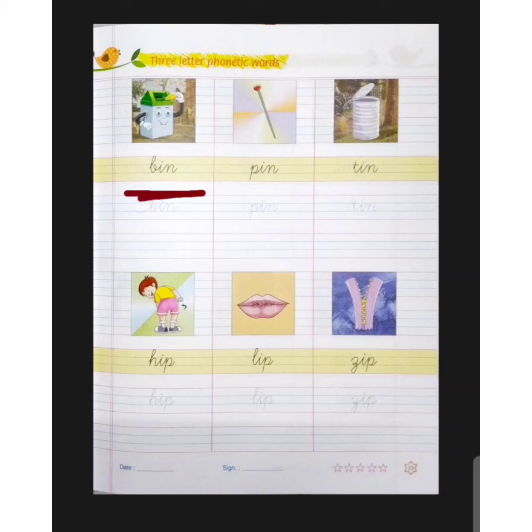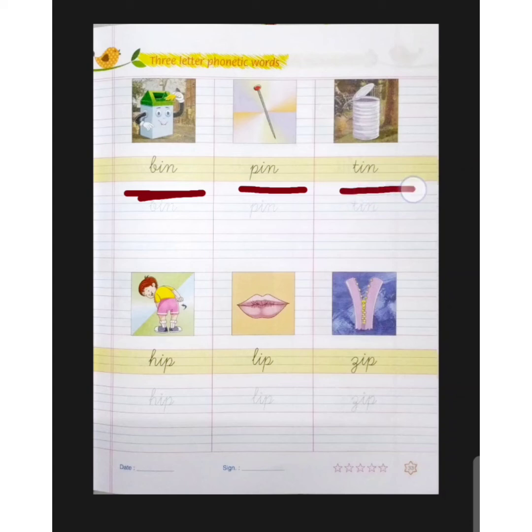Bin, bin. We have already studied bin. Now the next is, bin को क्या कहते हैं? Dustbin भी कहते हैं, right. Now the next is pin, pin. Alright, इससे हम लोग बोर्ड पे या चीज़ों को एक दूसरे के साथ जोड़ते हैं. Pin, pin. Now the next is tin, tin. Tin means tin के डिब्बे, tin के cans.